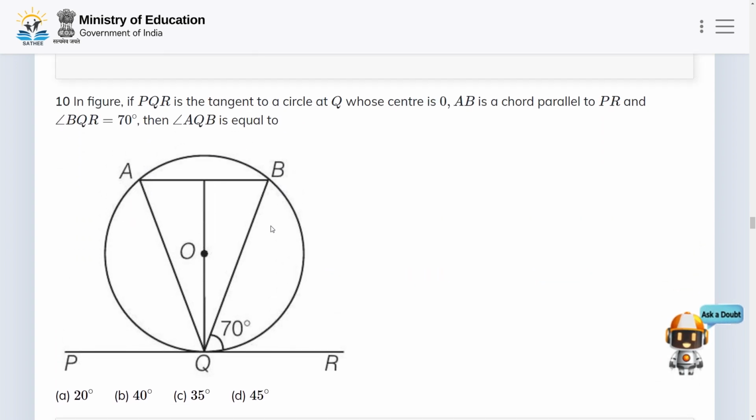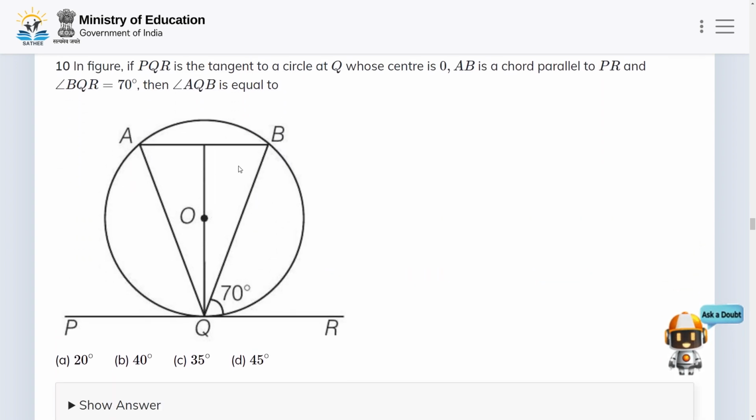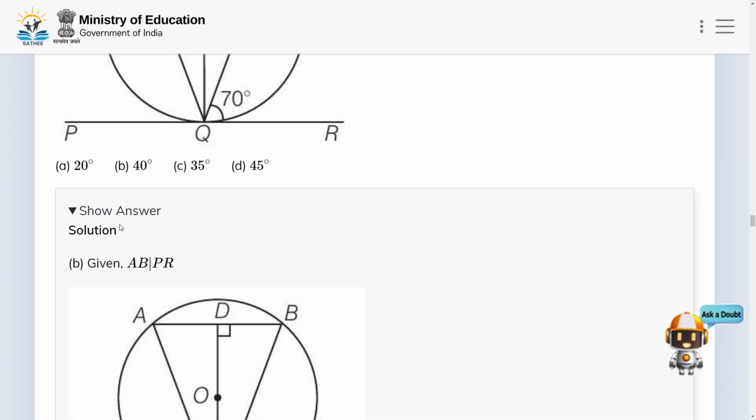In the next problem, we have: in this figure, if PQR is a tangent to a circle at Q, whose center is O, and AB is a chord parallel to the tangent PR, and angle BQR is equal to 70 degrees, then angle AQB is equal to what? Okay, so let us find.